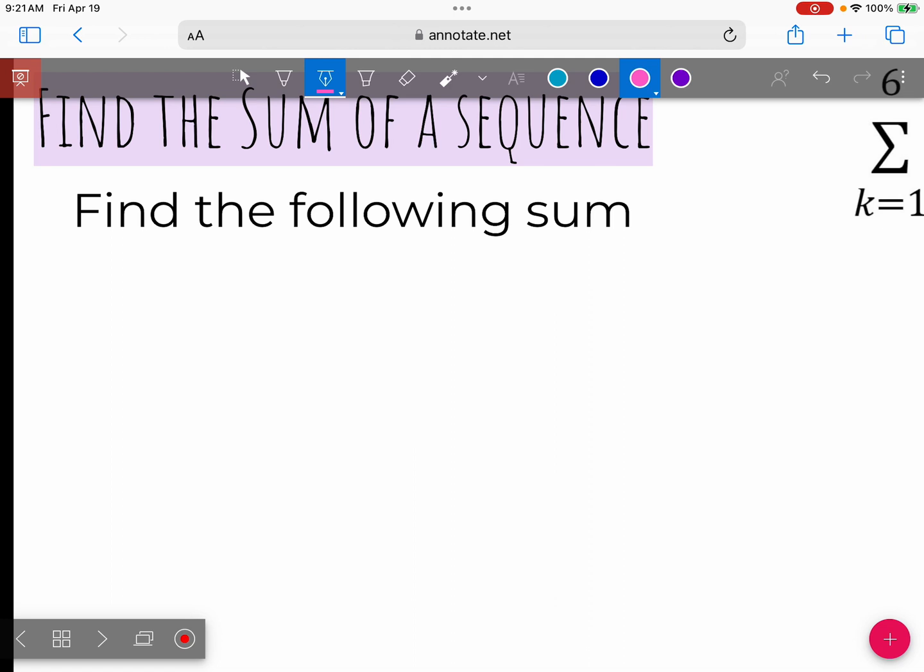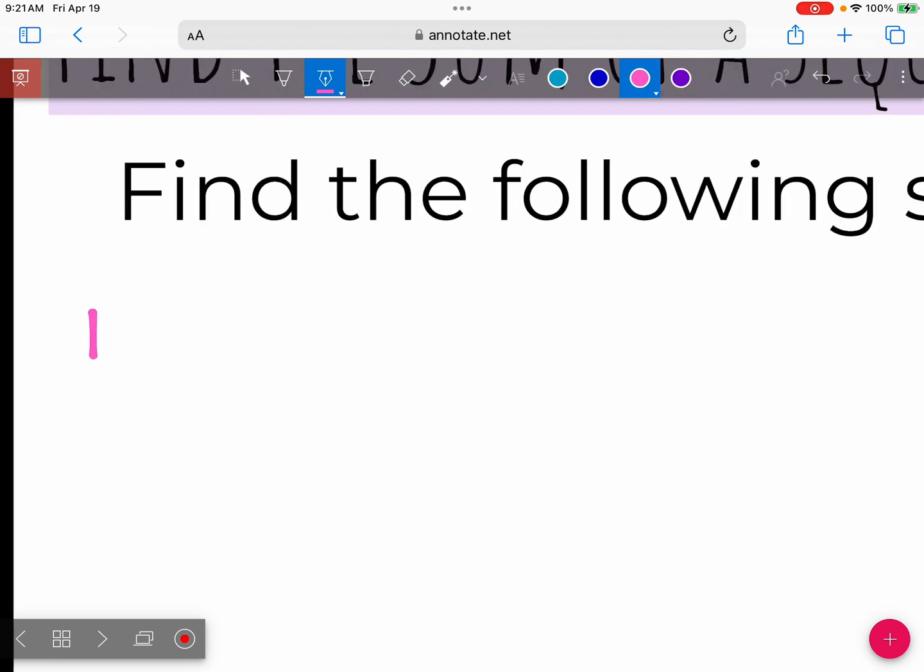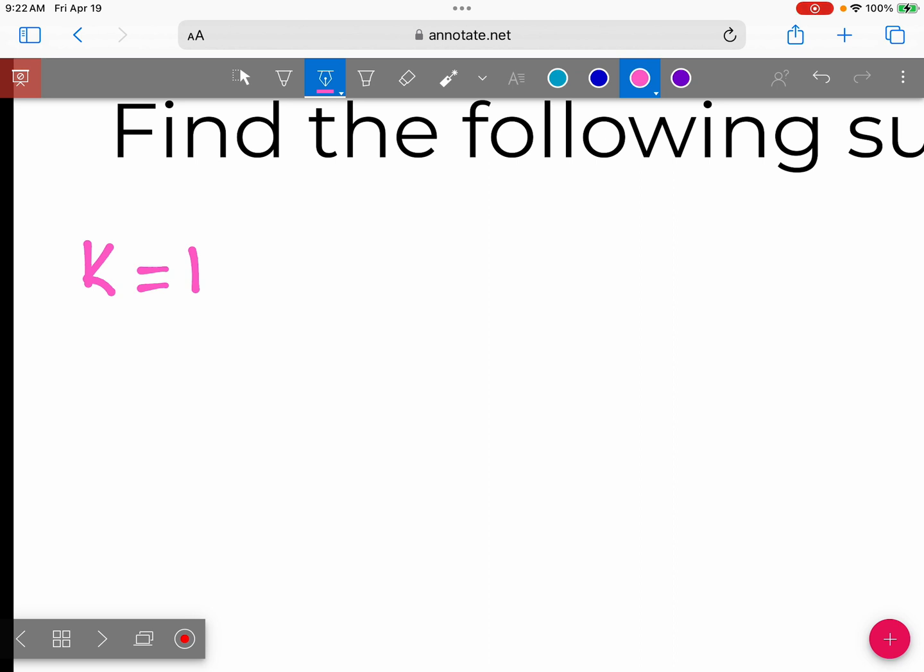So we're starting with 1. This always tells us our starting point on the bottom. So we're starting with K equals 1. And it's going to give us what value? 3/2. 3 over 1 plus 1, or 3 over 2. K of 2 gives me 3 over 3.